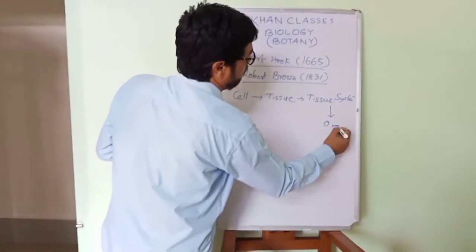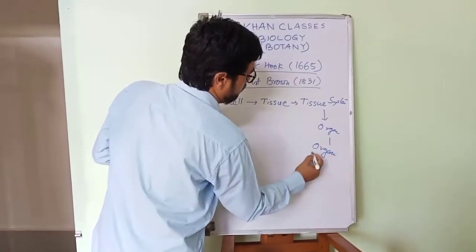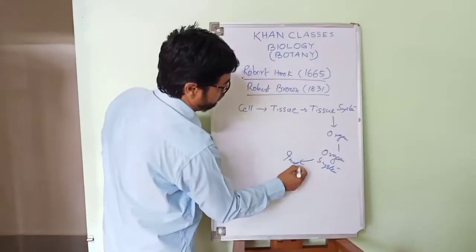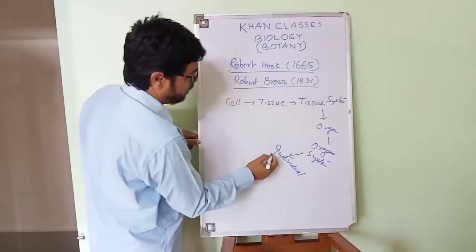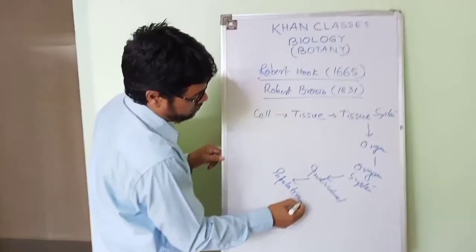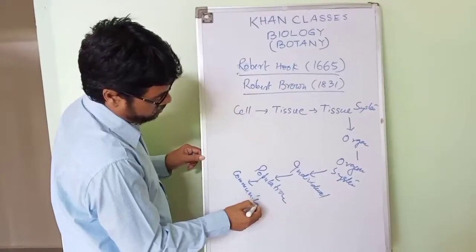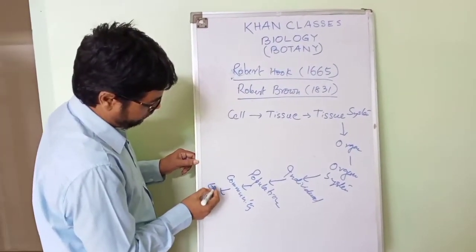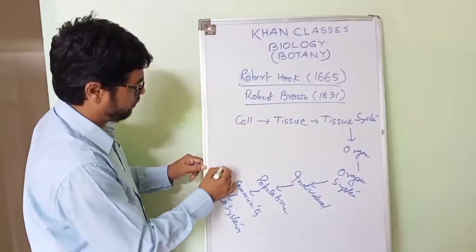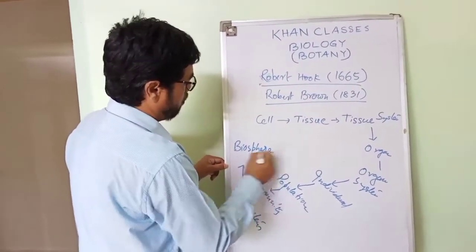tissue system, which forms the organ, and the organ system forms the individual. From the individual we find the population, then the population forms the community, then the community forms the ecosystem. Then you will find the biosphere. This is the structure of it all.